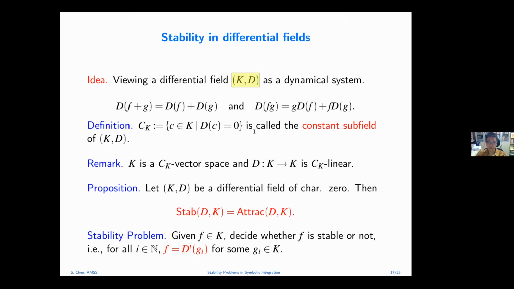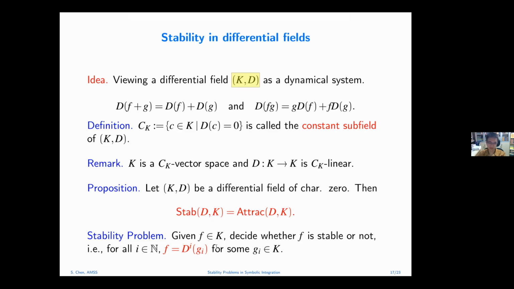Also, we can denote by C_K the constant subfield, and we know that the differential field can be viewed as a vector space over the constant field, and also the derivation is a linear map. The first proposition I showed is that in this setting, if you view a differential field of characteristic 0 as a dynamical system, then the stable set coincides with the attractive set. So you don't need to distinguish those two. So you will not get Gödel's example in this setting.